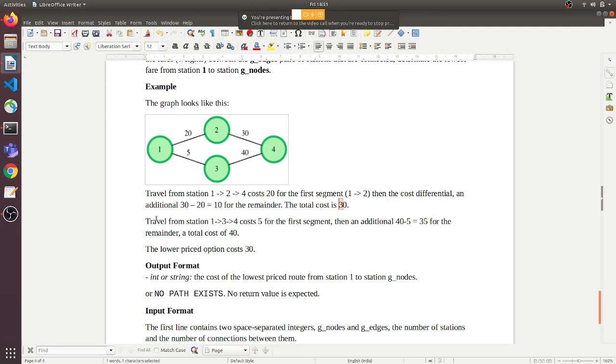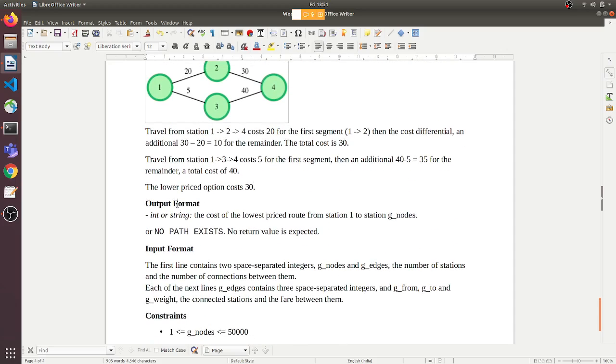And if we take the other road, which is 1, 3 and 4, the first edge here costs us 5 units, and then for the next edge 3 to 4, we will have an additional cost of 40 minus 5, which is 35. So the total cost becomes 5 plus 35, 40. And the lower priced option is to take 1, 2, 4 with cost 30.